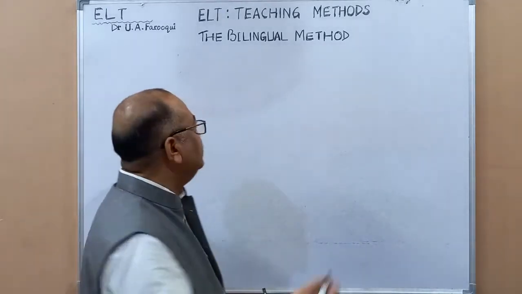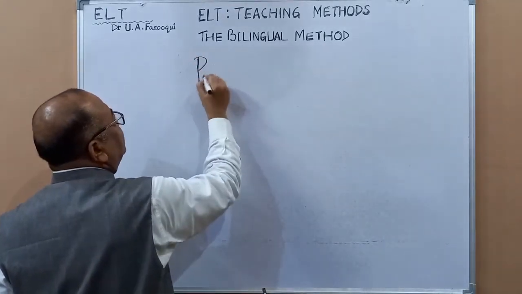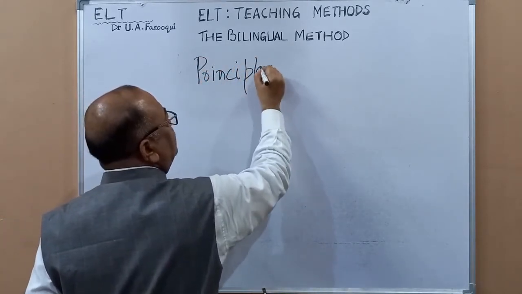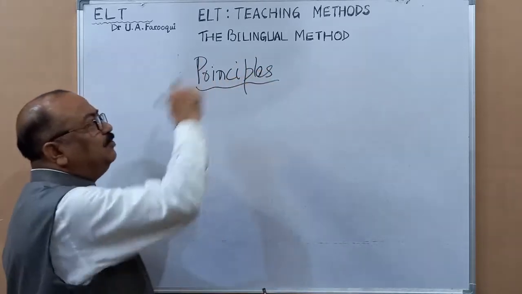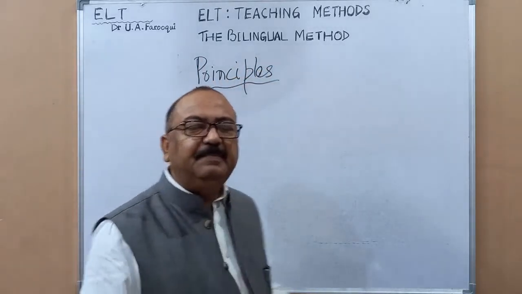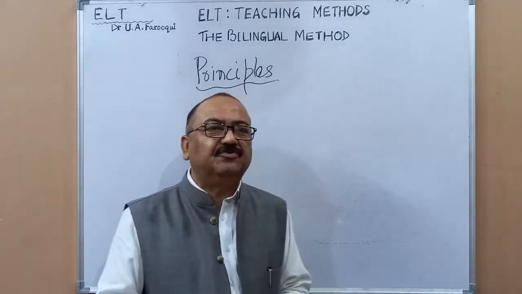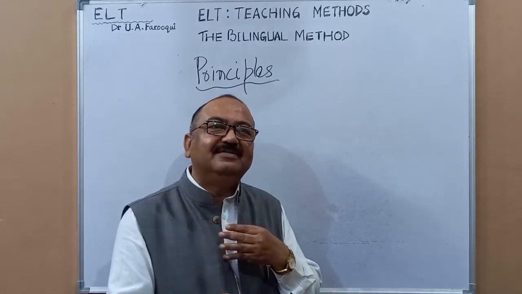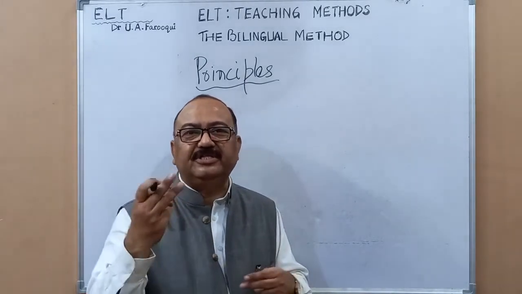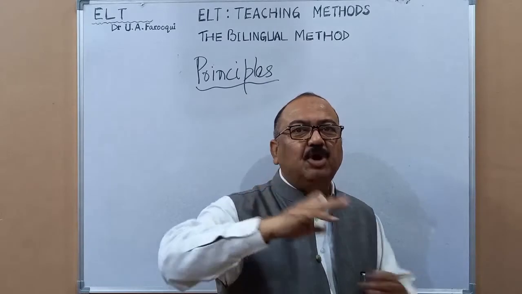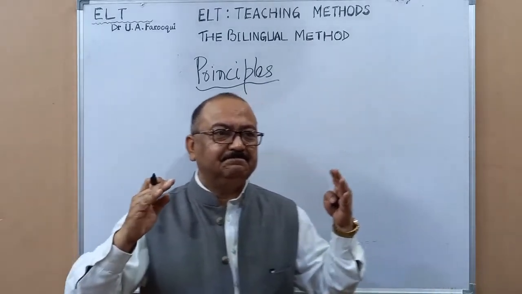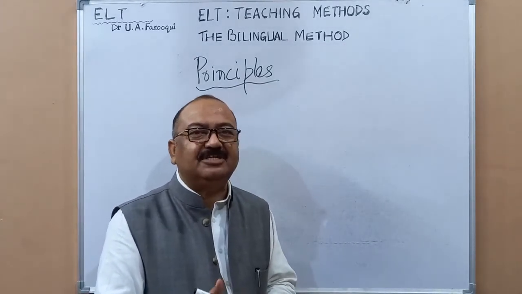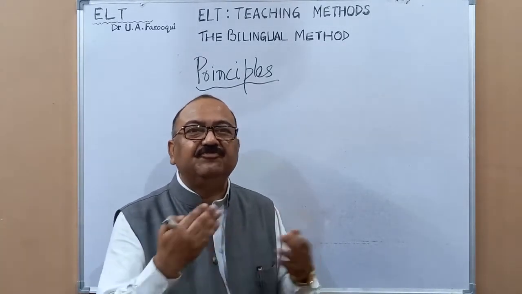Now we are talking about principles. If you get a question, write the main characteristics of principles, that is one and the same thing. Principles of bilingual method, or main characteristics, main features of bilingual method. The first one I would say is that the bilingual method is the combination of two methods. What are they? Direct method and grammar translation method. It's a fusion of two methods.